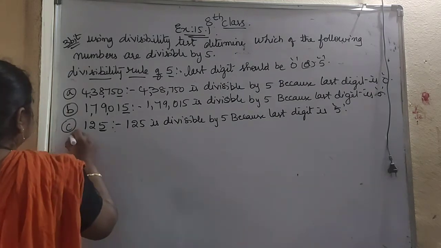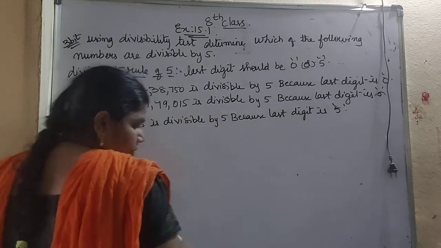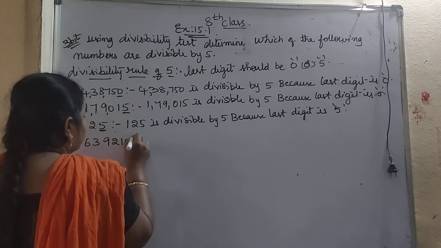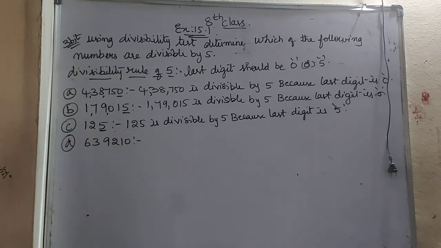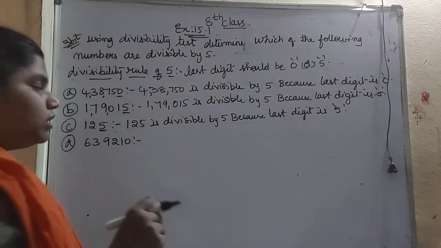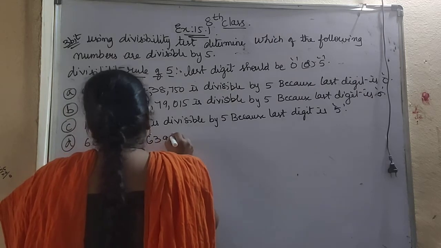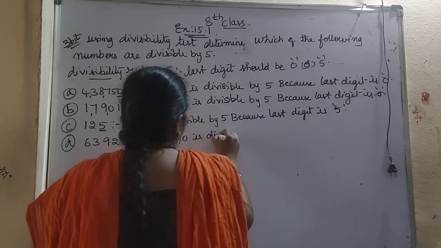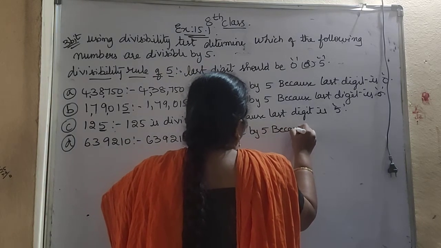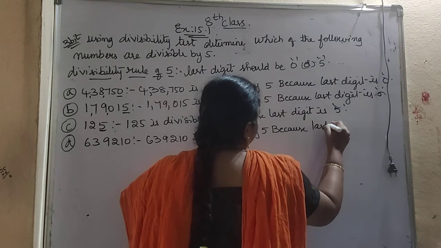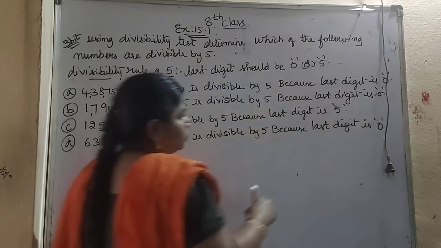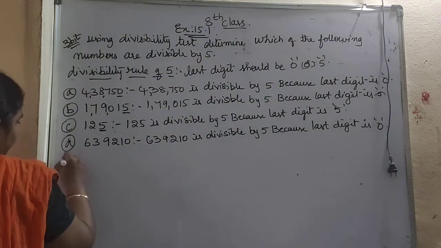Next one, D bit. D is what? 639210. Whether this number is divisible by 5 or not? Yes, it is divisible because the last digit is 0. It is ending with 0. So 639210 is divisible by 5 because last digit is 0.